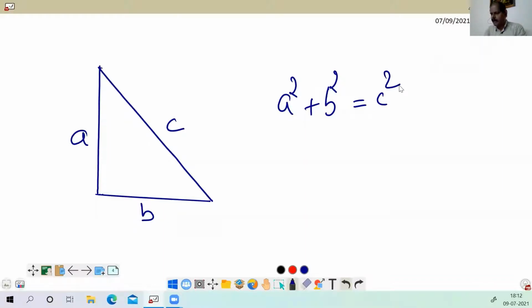So in a right angle triangle, this angle is 90. This A square plus B square is equal to C square. There are so many different methods of proving this Pythagoras theorem. Today we are using the geometrical method for proving this Pythagoras theorem.